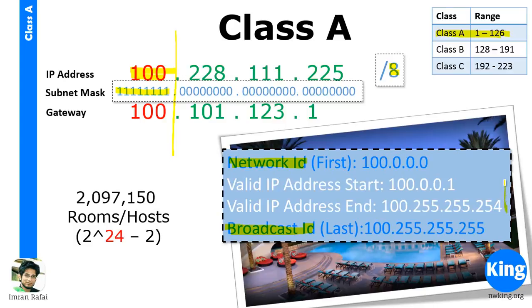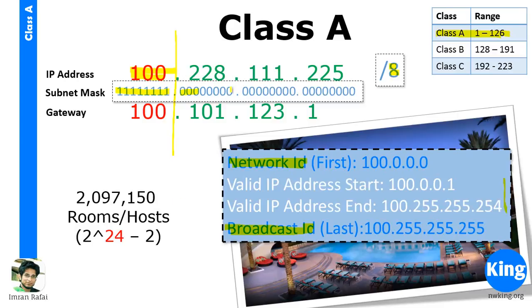Valid IPs are between 100.0.0.1 and 100.255.255.254. So the IP address will go from 100.0.0.1 to 0.2, 0.3, 0.4, up to 0.255, and then it will carry over. So it will become 100.0.1.0, then 1.1, 1.2, 1.3, 1.4, up to 1.255. Again, it will carry over, so it will become 2.0, 2.1, 2.2, 2.3, and it goes on and on until it becomes 255.255.254.